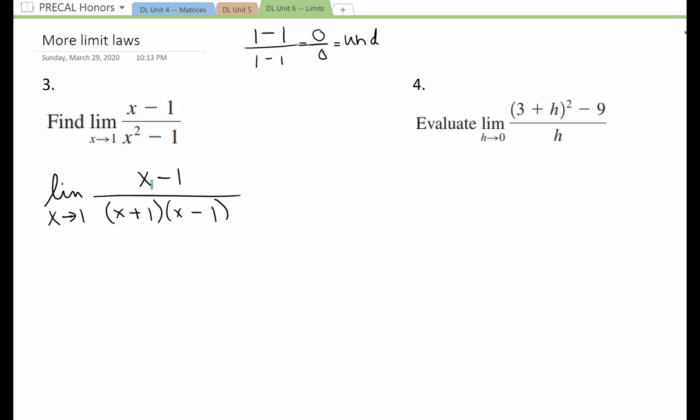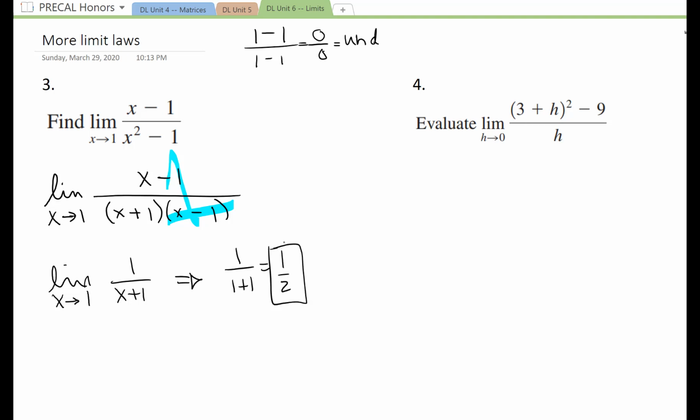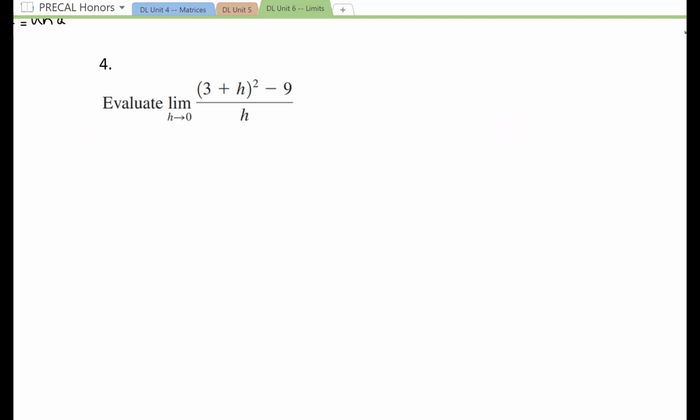X minus 1 over x minus 1 is just a special form of the number 1. That would be 1 over x plus 1. Now can we use direct substitution? Yes, we can. And we get 1/2 as our limit. So sometimes we need to do some algebraic maneuvering before evaluating the limit, before being able to use direct substitution or another shortcut.